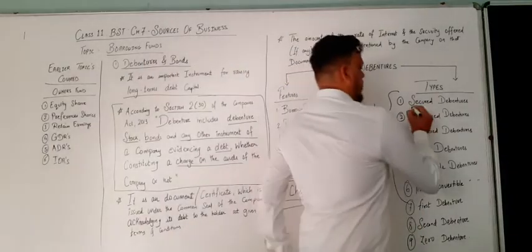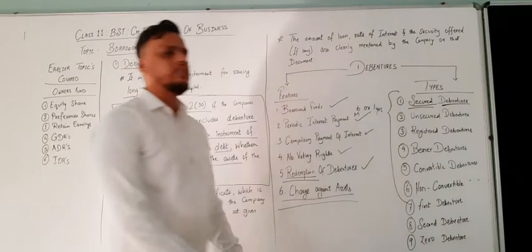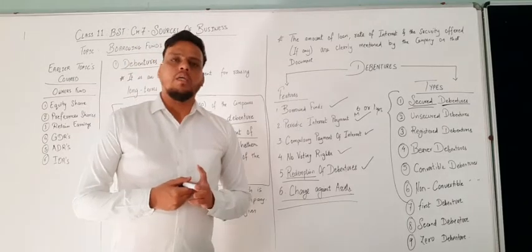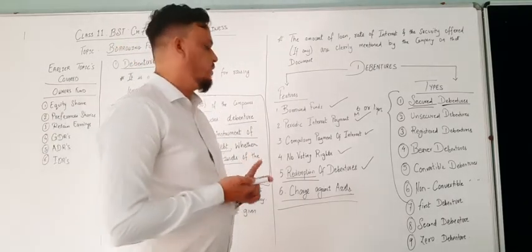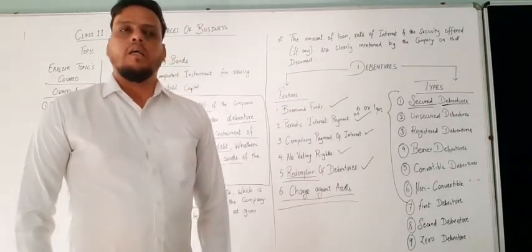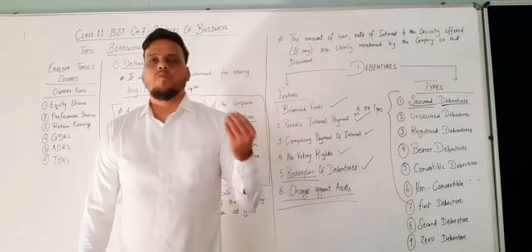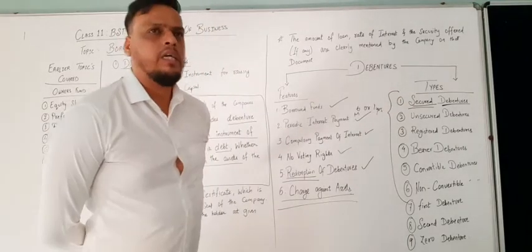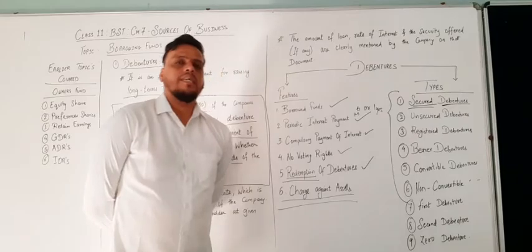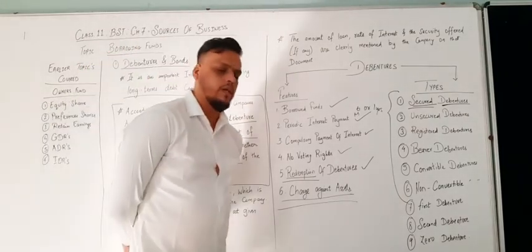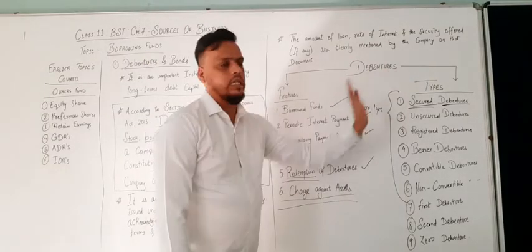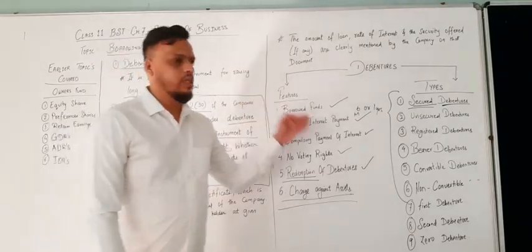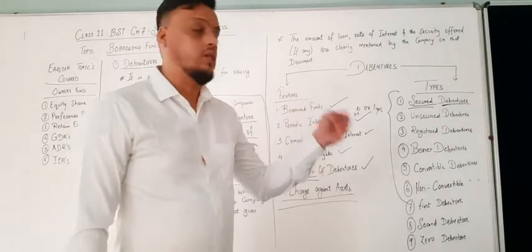Now, the first point is secured debenture. What do you mean by secured debenture? If a debenture holder wants to buy a secured debenture, he or she needs to have a charge against assets. Your company gives you certain assets for raising funds from you for a long period of time. It is considered a secured debenture. If the company doesn't pay you the money, you can take those assets, sell them in the market and raise your funds from them. This is considered a secured debenture. It is also known as mortgage debenture.